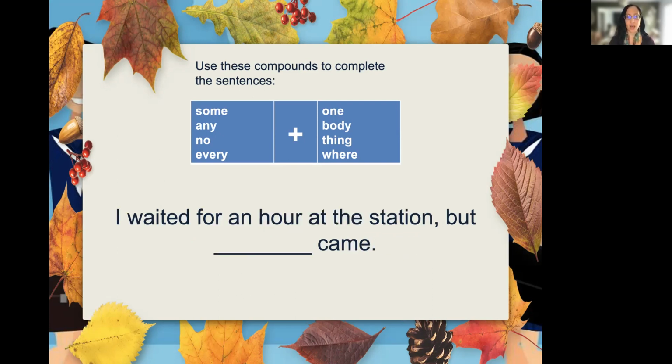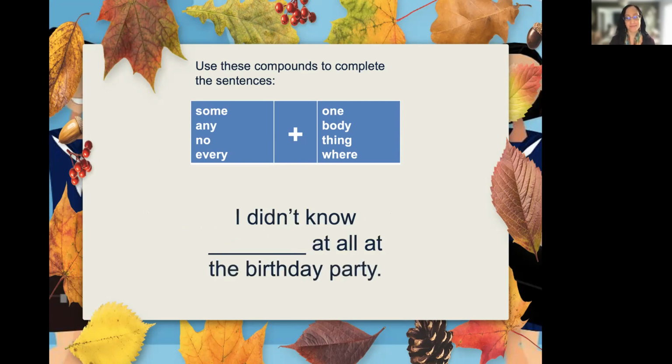Okay, I waited for an hour at the station, but blank came. What could it be? Could be a choice of one or two words. Which one did you pick? Nobody came. I waited for an hour at the station, but nobody came. I was trying to trick you here. Okay, you waited for an hour, but nobody came.